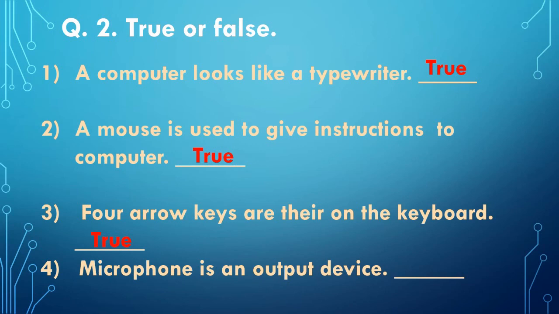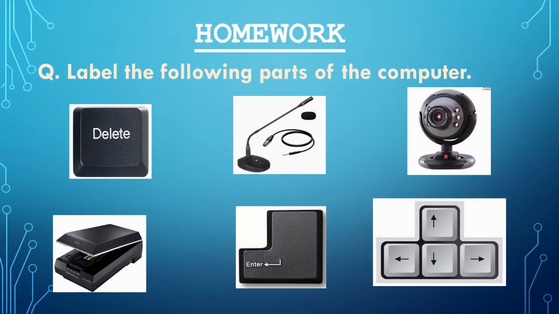Now students, here we finished our lesson and you have understood about parts of a computer, that is, input devices. In the next lecture, we will learn about output devices. You will have one homework: label the following parts of the computer. You are given some pictures, and you will have to label the names of those pictures. This is your homework.